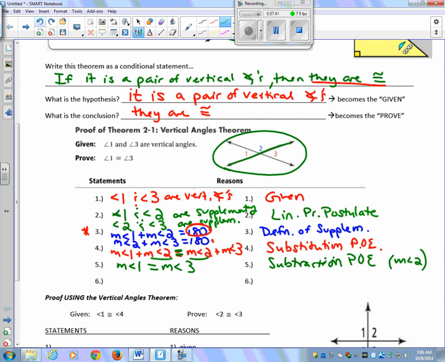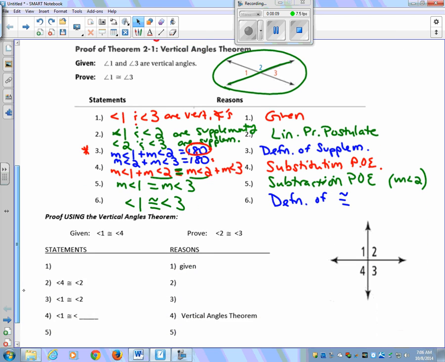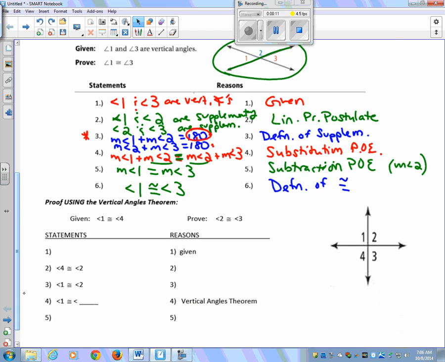Well, if the measure of angle 1 equals the measure of angle 3, then I can say angle 1 is congruent to angle 3. Remember, we said anytime two things are equal, you can say they're congruent. And anytime you have two things are congruent, you can say they're equal. And in both cases, your reason is going to be definition of congruent. Okay, so now we've proven the vertical angles theorem. Now it's become a theorem since we've proven it, and now we can use it in a proof.